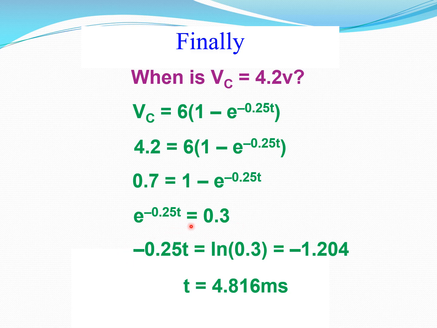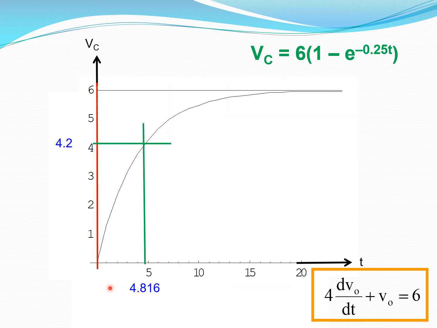Take the ln of both sides. Minus 0.25t is the ln of 0.3, which is minus 1.204. Divide both sides by minus 0.25. So t equals 4.816 milliseconds. So finally, looking at the graph of that then, the voltage VC or V out is 4.2 volts after 4.816 milliseconds.